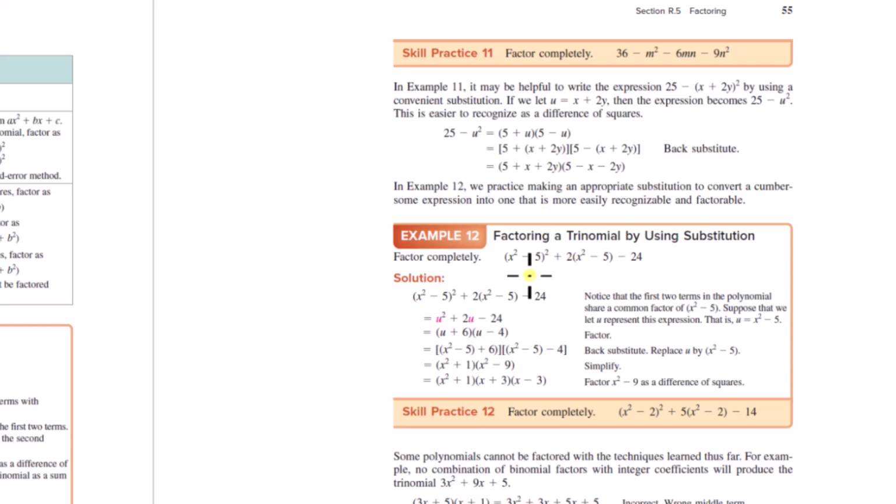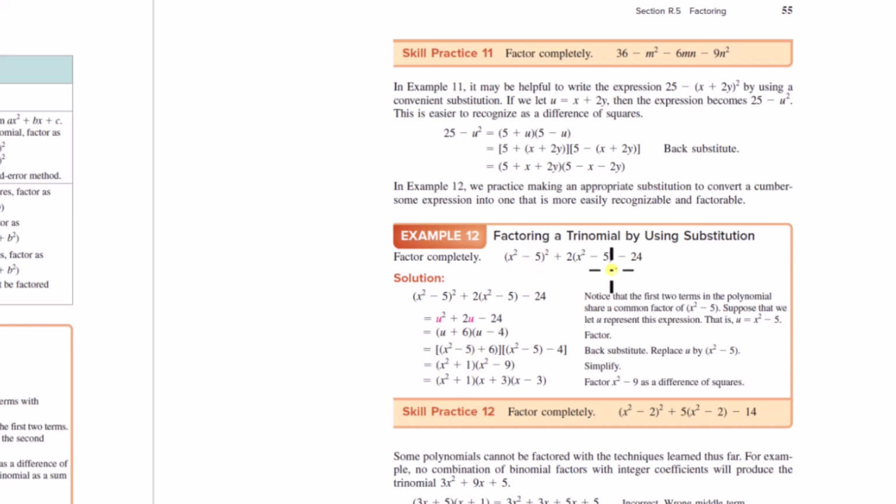Okay. Factoring a trinomial using substitution. So be aware of substitution. So you have something squared plus 2 times that same something minus 24, right? You could say u is equal to x squared minus 5. Then you get u squared plus 2u minus 24. Factor that, then substitute the u back in there.